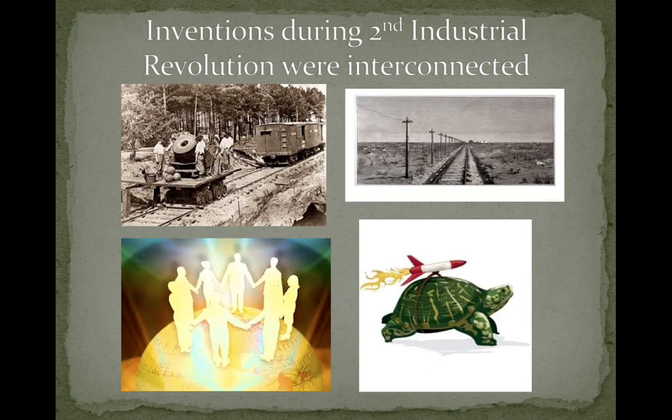Inventions during the Second Industrial Revolution were interconnected. The railroad spurred the growth of the telegraph machine. Telegraph lines and railroad lines were inextricably bound together as telegraph poles dotted the distance of railroad lines. So these are those telephone poles that we think of and can see today. They follow the railroads because they went from one part of the country to another. Railroads also helped our armies because we could move across the country quicker if attacked.